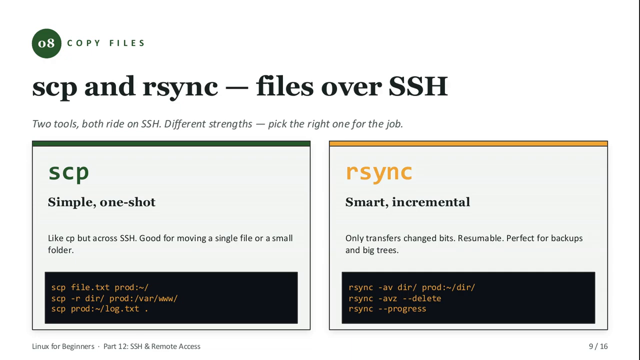But when you're moving a whole directory tree or running it again and again, reach for rsync. It's smart enough to send only the bits that actually changed. It can resume after a drop. And with flags like -avz, it preserves permissions, shows progress, and compresses on the fly. Rule of thumb: scp for a quick toss, rsync for anything you'll repeat or anything large.